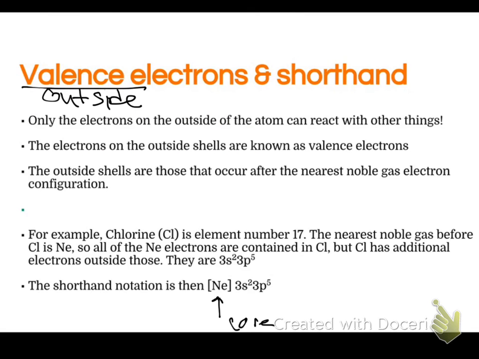Oops, too far. For example, chlorine is element number 17. If we pull out our periodic table, look at element number 17 and trace backwards, you'll find that the nearest noble gas core is neon. That means that all the electrons in neon are also in chlorine. But chlorine has a few extra. So if we start at neon and trace it forward again, we'll see which ones are on the outside, and we'll get this 3s2, 3p5. So if I want to write the shorthand configuration, I would use neon in brackets to represent the core, and then 3s2, 3p5 to represent the outer or valence electrons.